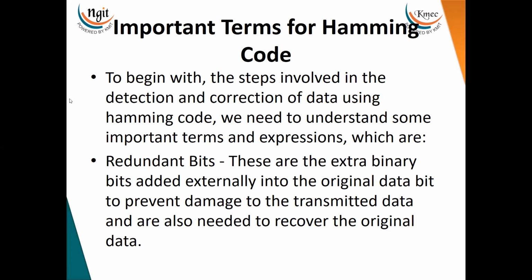Now we'll see some important terms which are used for the Hamming code. To begin with the steps involved in the detection and correction of data using the Hamming code, we need to understand some important terms and expressions. First, what is meant by redundant bits? These are the extra binary bits which are added externally to the original data bits to prevent damage to the transmitted data. And these are also needed to recover the original data.